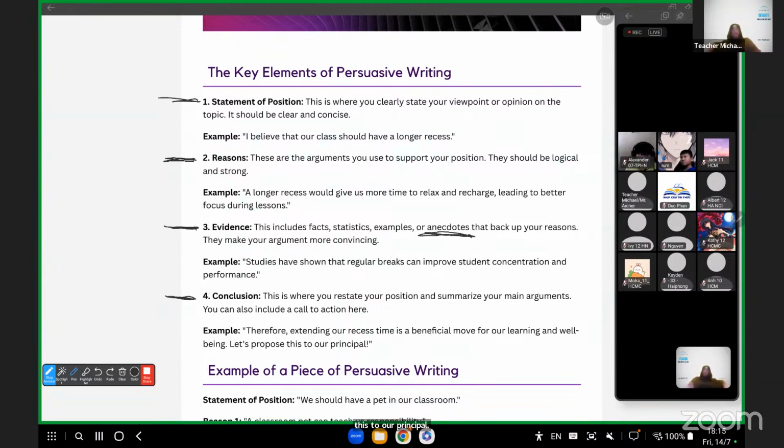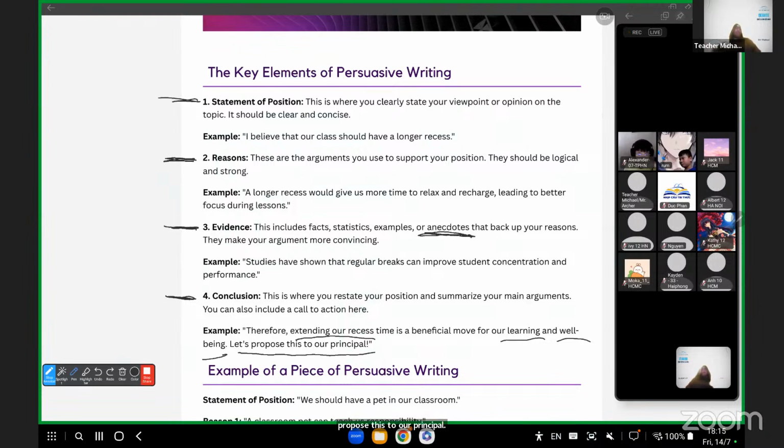So our conclusion here restates our position. So let's extend our recess, and it summarizes your main arguments. So what was our main argument? A longer recess would give us more time to relax and recharge, leading to better focus. So it's beneficial for our learning and well-being. More relaxed, better focus, better results in class. And then finally, here's our call to action. Let's propose this to our principal.